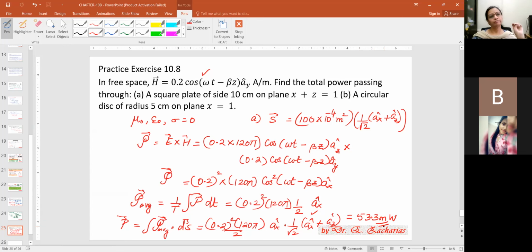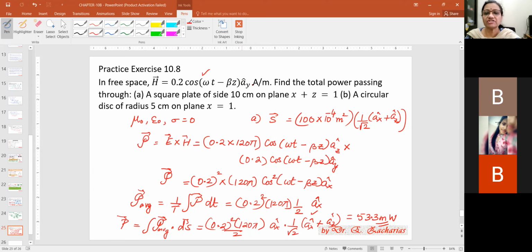Ma'am, here the wave propagation direction is Z, no, ma'am. Wave propagation direction is, one sec. Because, one sec, then only we can have. Wave propagation direction is Z. Okay, you're right. So what will happen? One sec. Let me just correct it.